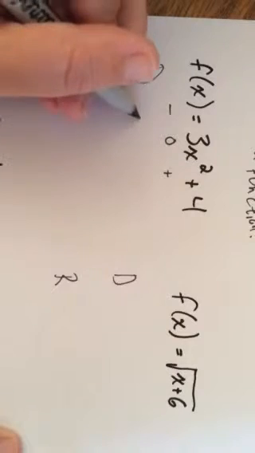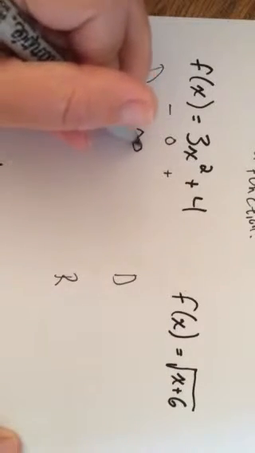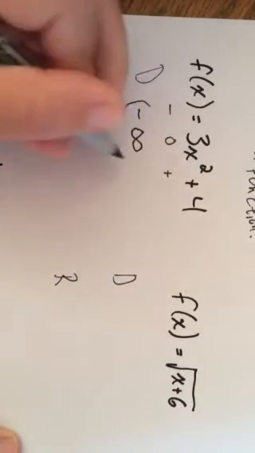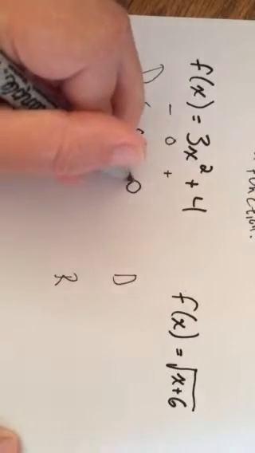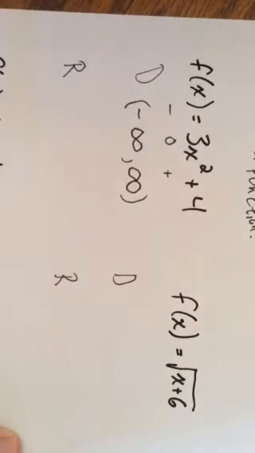So my domain then, I can square negatives, so all negatives. I can square 0, and I can square positives. So everything, I'm allowed to square everything. So my domain is going to be -infinity to infinity. So let's get the domain of my second one.